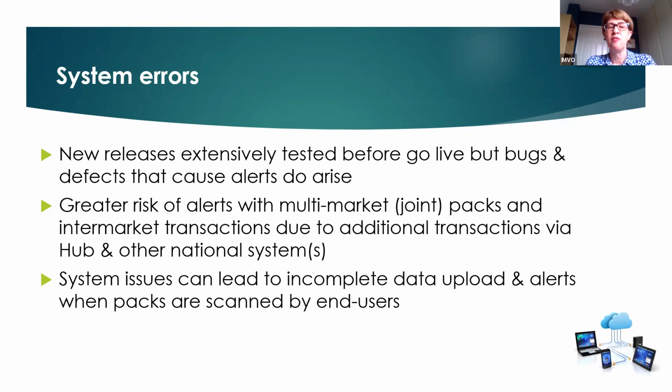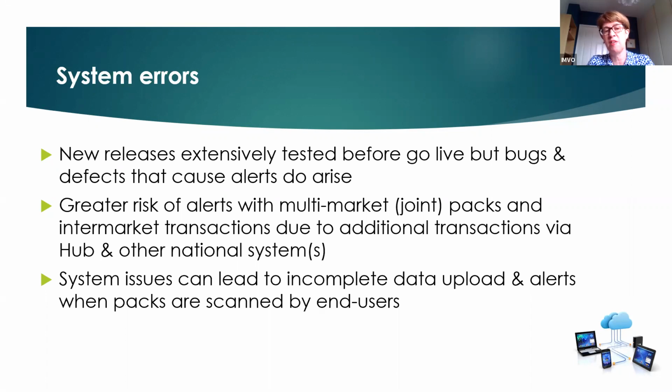The other thing is that we see a greater risk of alerts with so-called multi-market or joint packs. So these are packs we share with the UK, and also intermarket transactions. An intermarket transaction is where, for example, you've got a UK pack, so the data isn't in the Irish system. When it can't find it in the Irish system, it sends a message to the European hub that goes looking for the data and will find it in the UK system. So a message has to go from our system to the hub, to the UK system, from the UK system back to the hub and back to us. So there's a lot more transactions going on, and basically more can go wrong.